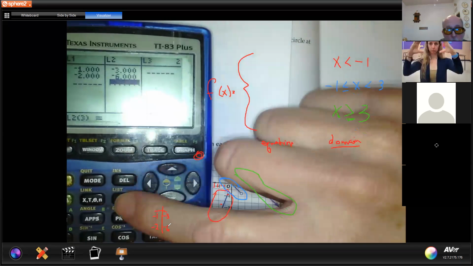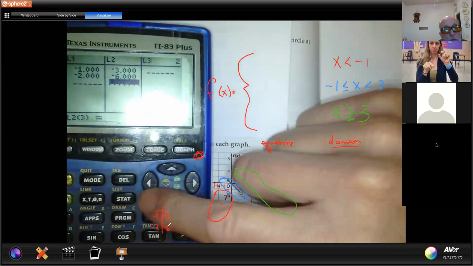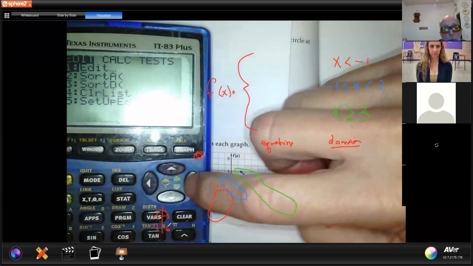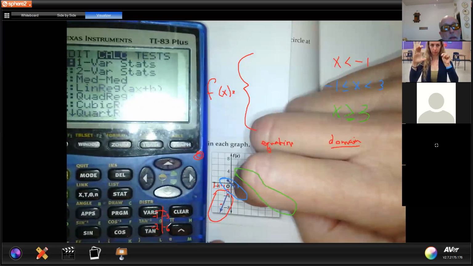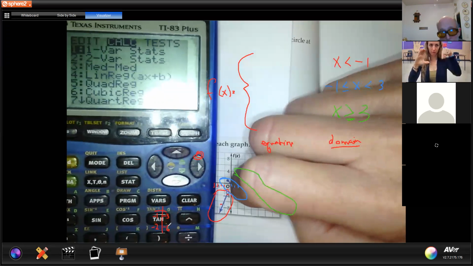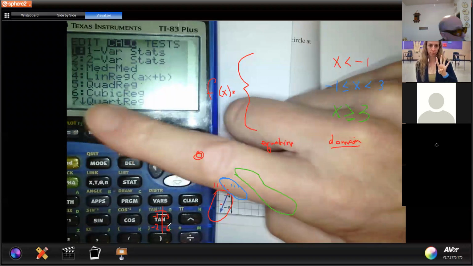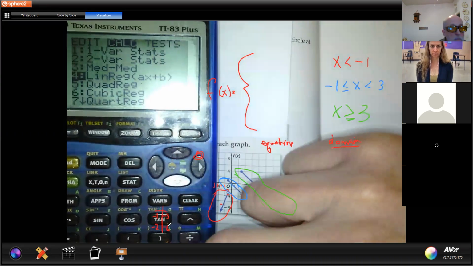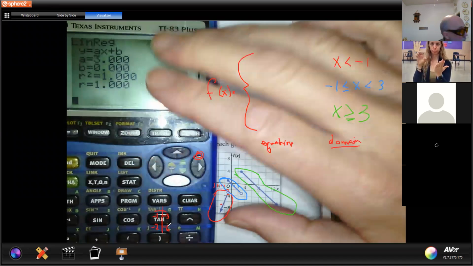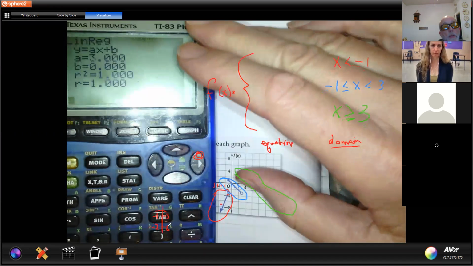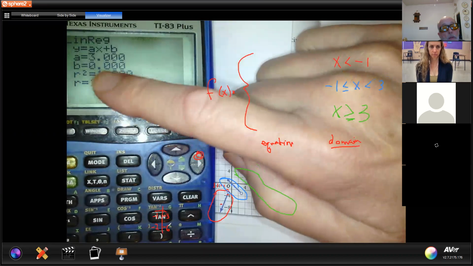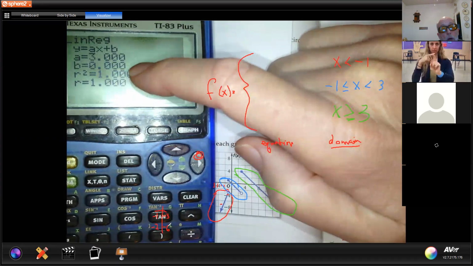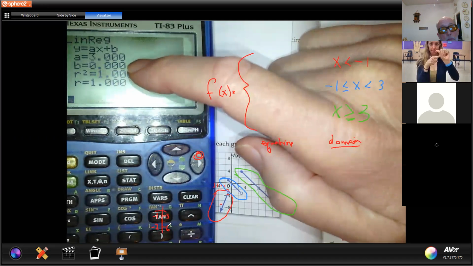Now I hit the stat button. The whole deal hinges on this button right here. The stat button is your best friend. You hit the stat button, you go over 1 to calculate, and then I go down to number 4, which on my calculator is linear regression. So I go down 1, 2, 3, 4, and hit enter. Now I have to enter twice because that's the way my calculator is set up. And look, the equation of this line is y equals 3x plus 0. Y equals 3x plus 0.